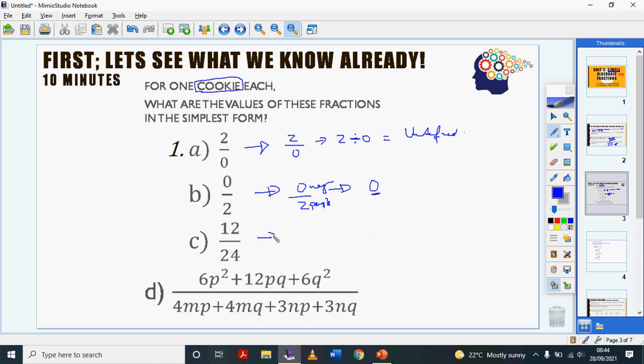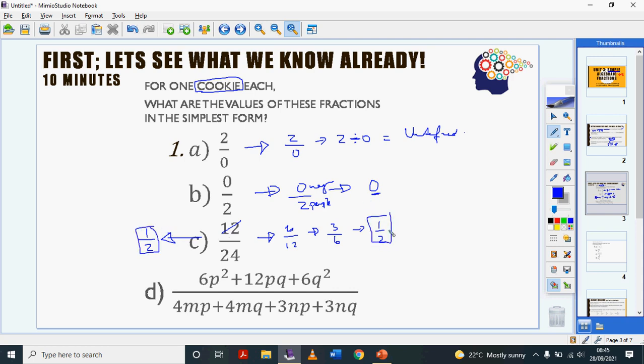A fraction like this, if we want to simplify it, you remember, I can divide by 6, I can divide by 2. You can go as slow as you want, but you can just quickly divide by 12 to get 1 out of 2. Or you can say, let me first divide by 2, then I'll get 6 out of 12. Then I'll divide by 2 again, then I'll get 3 out of 6. Then I'll finally divide by 3 and get 1 out of 2. Or you can just directly say I'm dividing by 12 and I'm dividing by 12 and I get 1 out of 2, which is the same answer.